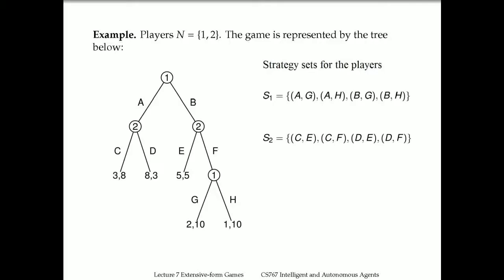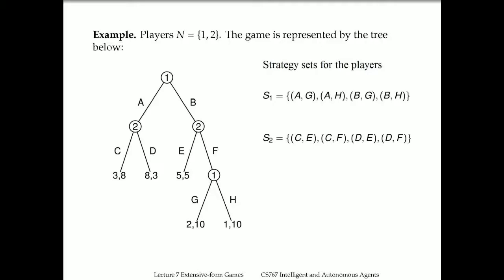Right? So we can write down the strategy sets for the players. For player 1, there are in fact 4 ways that the player can play. So for example, AG is one of the strategies. This says that in the first node he will play A, and in the second node he will play G. AH would be, in the first node he will play A, and in the second node he will play H. For the second player, of course, there are also 4 combinations of possible strategies that the second player can play. So that's the set of strategies for the players.